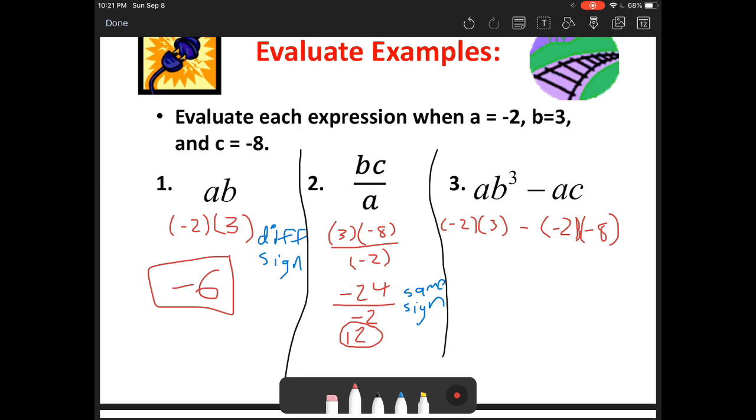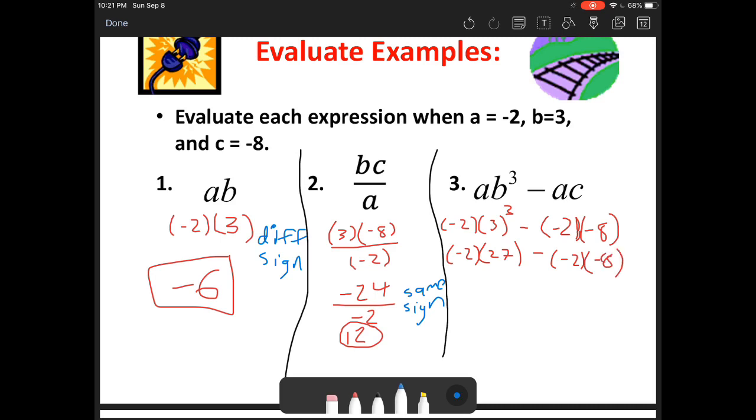All right, so notice a couple things. Let's do the exponent first. 3 to the third is 27. So 3 times 3 is 9, times 3 again is 27. So negative 2 times 27. And then we've still got our stuff on the left. Notice order of operations are important.